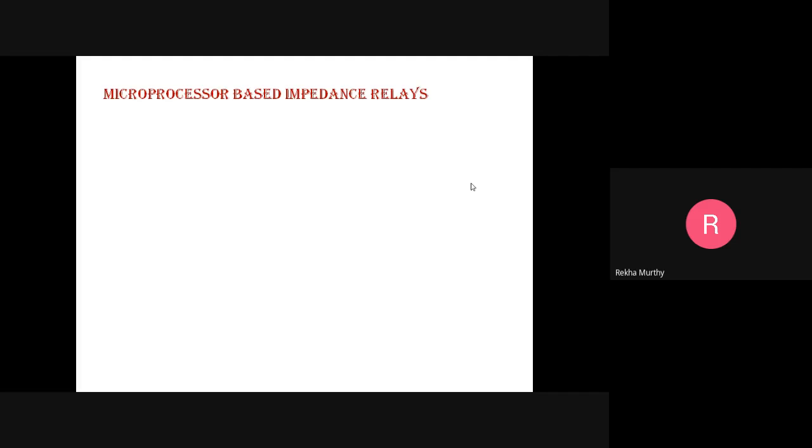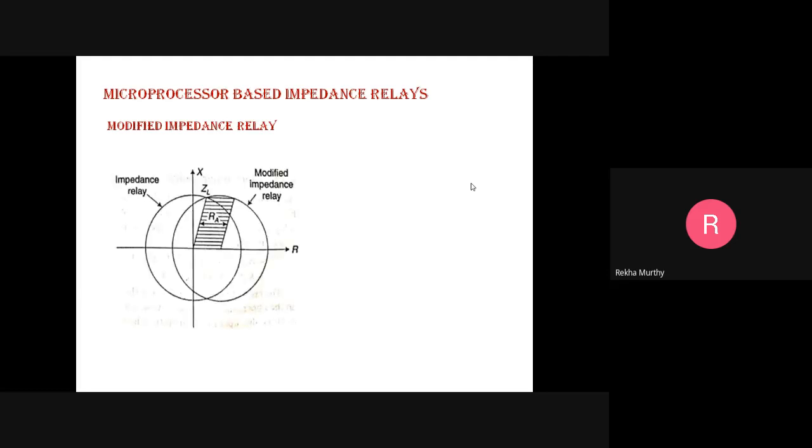After taking the samples, the microprocessor should also make use of digital filter techniques to compute R and X at the relay location, and take a decision to trip the circuit breaker if the fault point lies within the protected section. Now let's see how to modify the characteristics of the impedance relay.